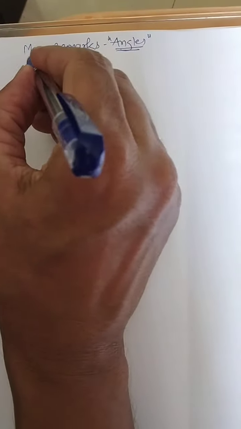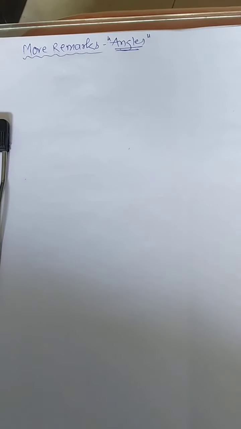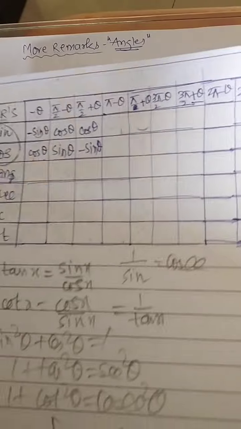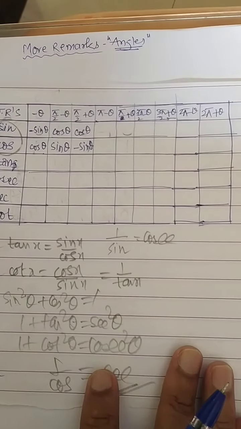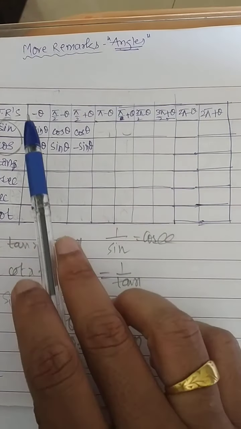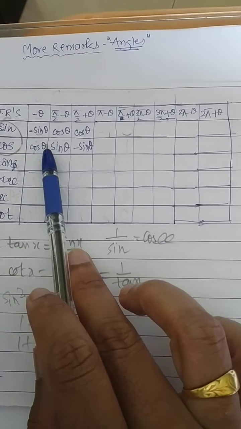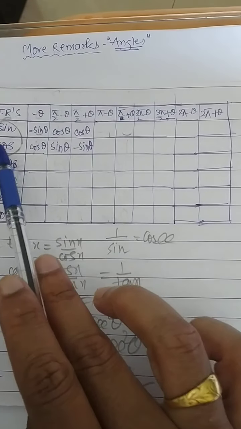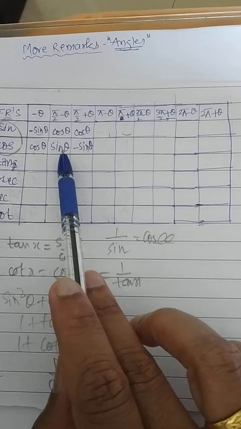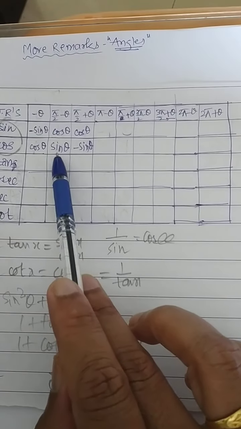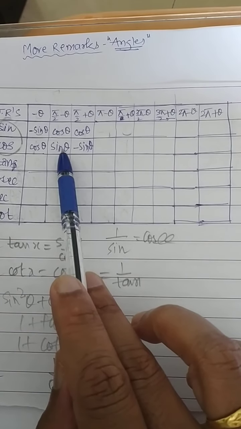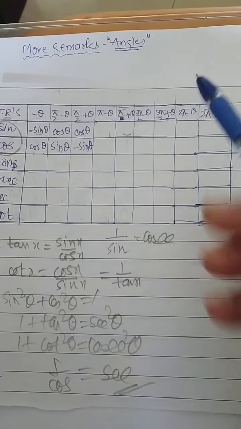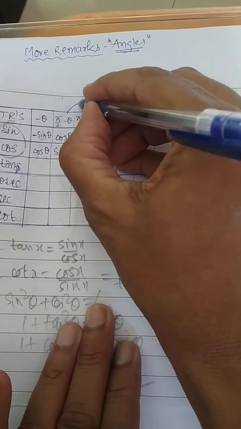At the end of today's discussion, we are going to learn a few more remarks related to the angles. What is its meaning, I will just explain to you. Look here. So far, you are aware of what is sine of minus theta, cos of minus theta, sine of pi by 2 minus theta, cos of pi by 2 minus theta. This you have learned in class 10th. It is called complementary formulas. Now by replacing theta with minus theta, we have generalized this.